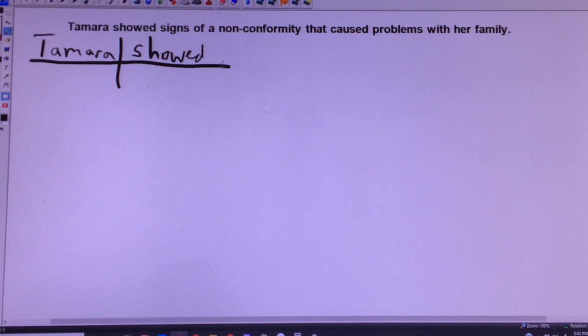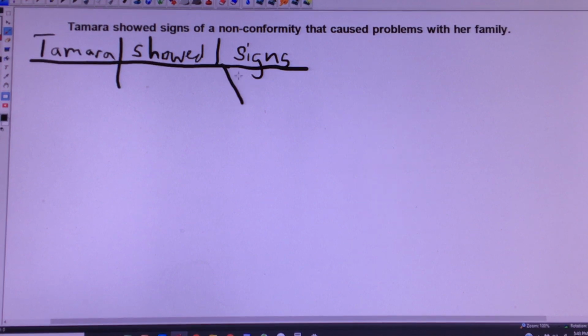Now, do we have a transitive verb here? Our question would be what gets plus the past participle of the main verb, which there's only one verb here, showed. So what gets shown? Signs. That's what. So signs is the direct object. What kind of signs? Signs of a nonconformity that caused problems with her family. That's what kind of signs.